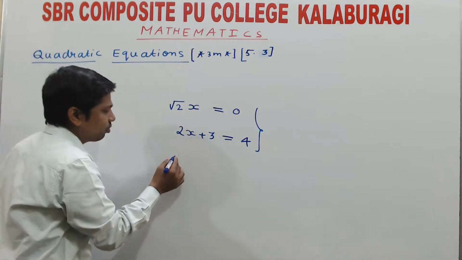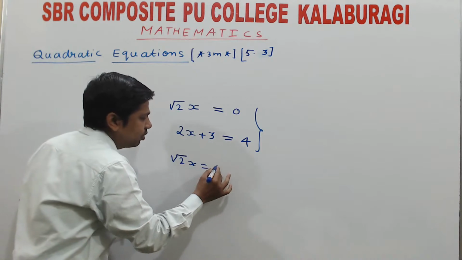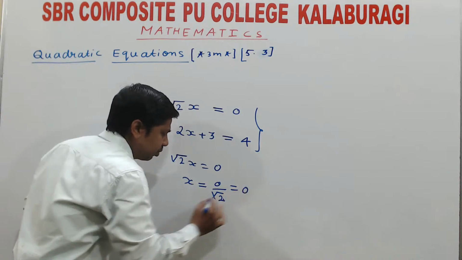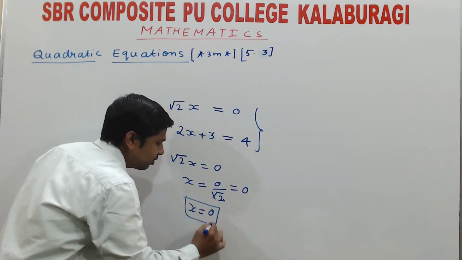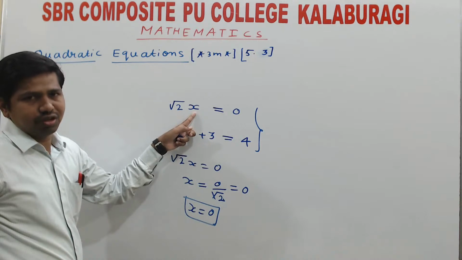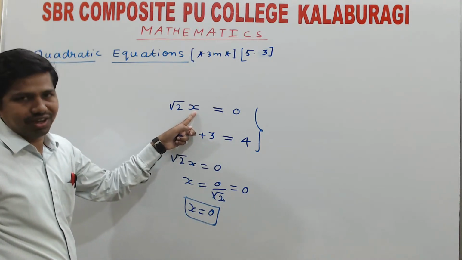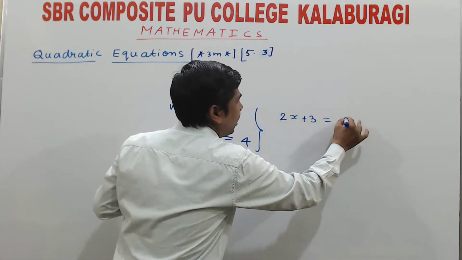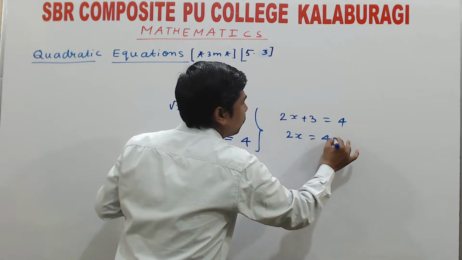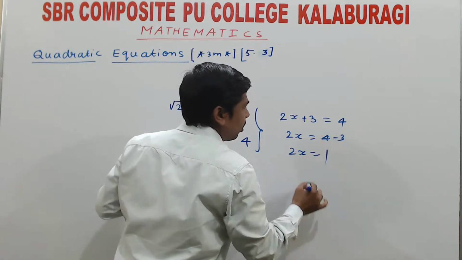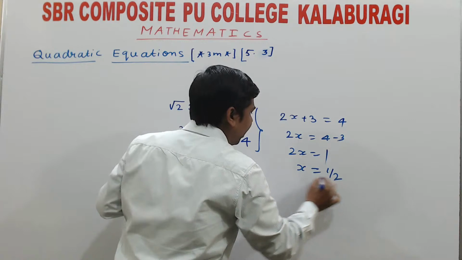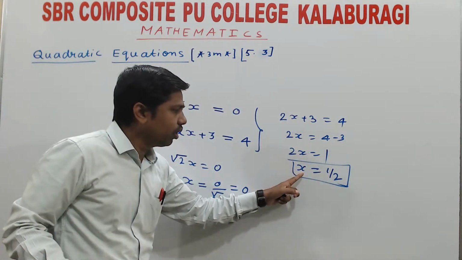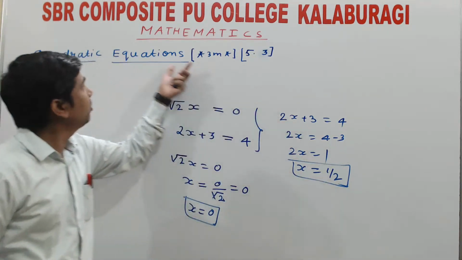For example, you can take this only: root 2x equal to 0. Then what is x? x equal to 0 by root 2, that is 0. So x equal to 0 is called the root for this linear equation, or the solution for this linear equation I can tell. And even if I solve this one, 2x plus 3 equal to 4, 2x equal to 4 minus 3, 2x equal to 1, x equal to 1 by 2. So this is a trivial solution for this equation, or one of the roots for this equation. This is about the equation.